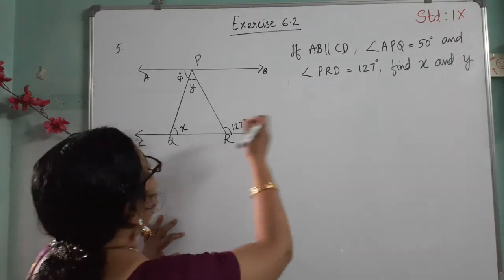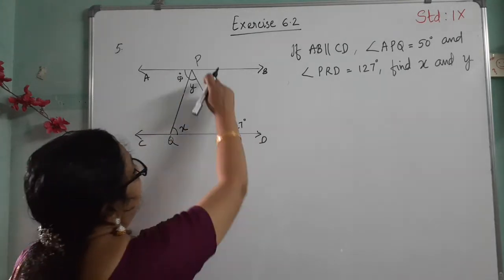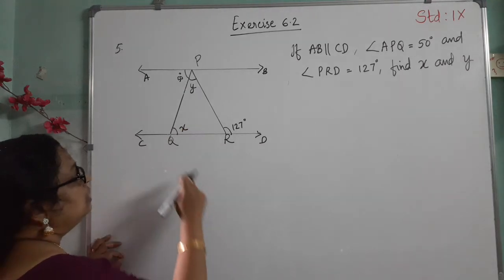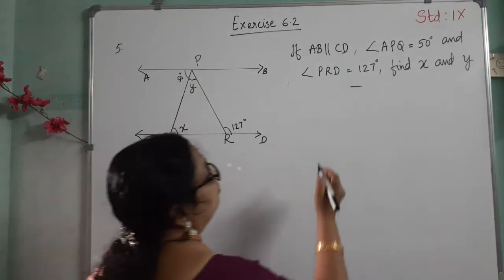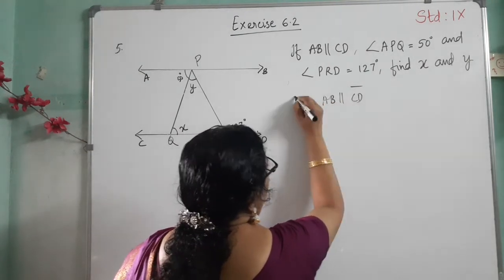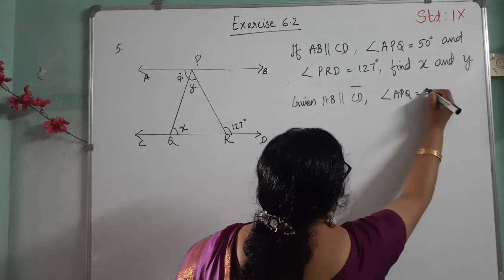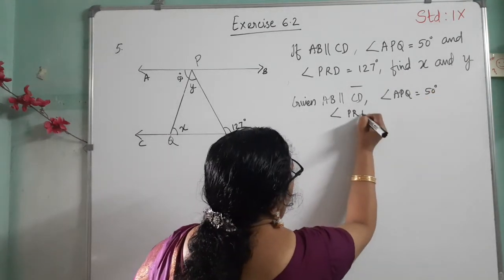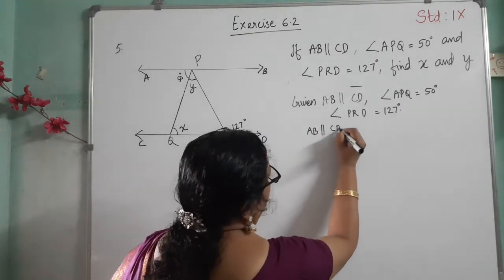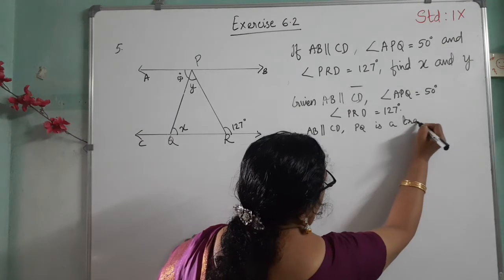Fifth question. If AB is parallel to CD, angle APQ equals 50 degrees, PRD equals 127 degrees, find X and Y, these two angles. So first we can take AB parallel to CD. First we can write whatever is given, that is, AB parallel to CD, angle APQ equals 50 degrees, angle PRD equals 127 degrees. Then we write AB parallel to CD and PQ is a transversal.